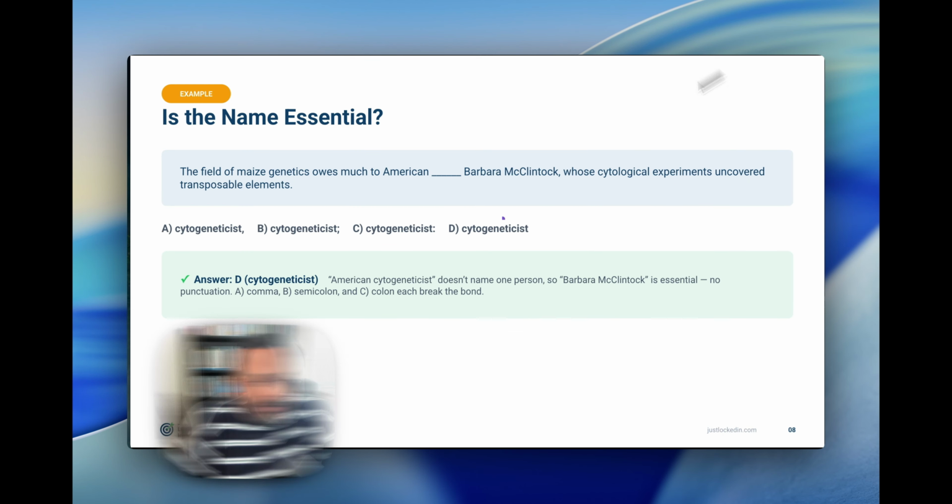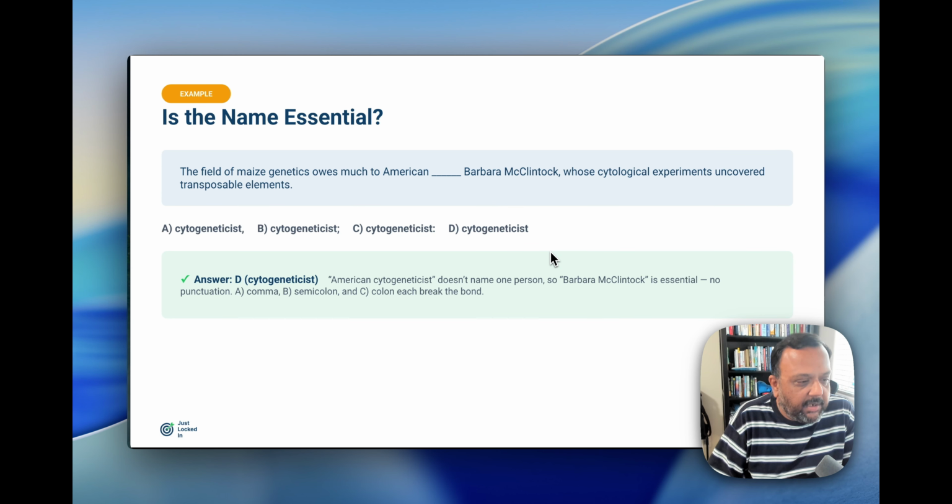Okay, so this is the same example in a complete sentence. The field of maize genetics owes much to American cytogeneticist Barbara McClintock, right? So D is the correct answer. So no comma or any other type of punctuation here. So don't be tempted by the comma here. This does not mean you have to add a comma before this. Actually, this comma is added to set off this supplementary information.